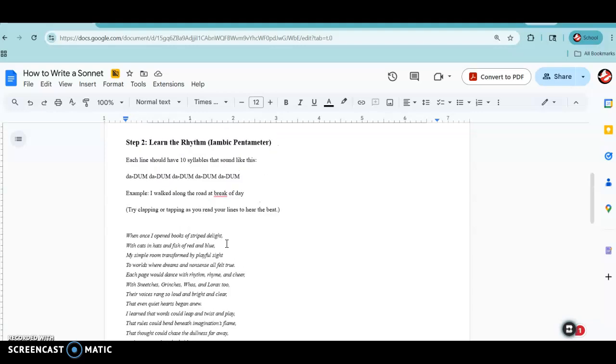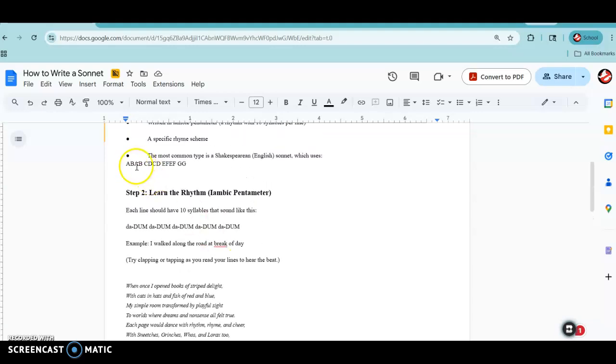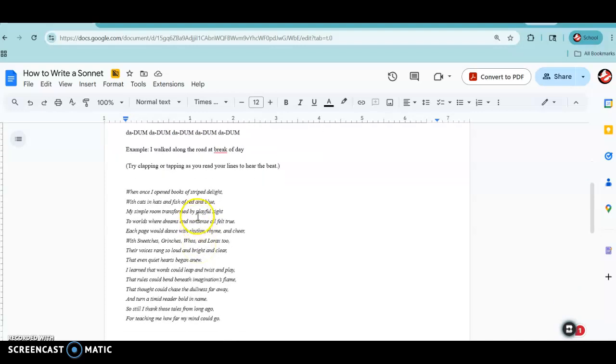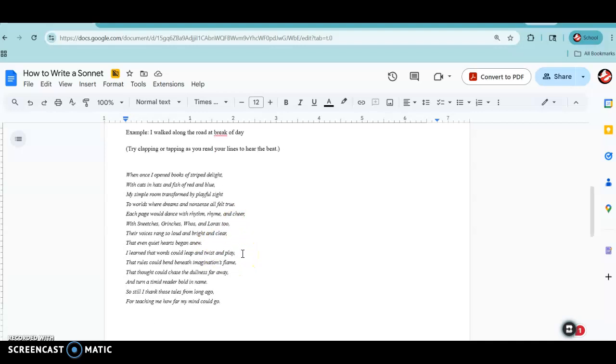If you guys look at this rhyme scheme, remember it's A, B, A, B, C, D, C, D, E, F, E, F, G, G. Like right here, you got delight, you got sight, you got blue, you got true, you got cheer, you got clear, you got two, you got anew. It goes from there. There's the sonnet right there. It's about Dr. Seuss. You can read if you want to. I'm not going to spend time reading it to you because you can read that on your own. So yeah, if you want to pause the video and read it, that's fine.